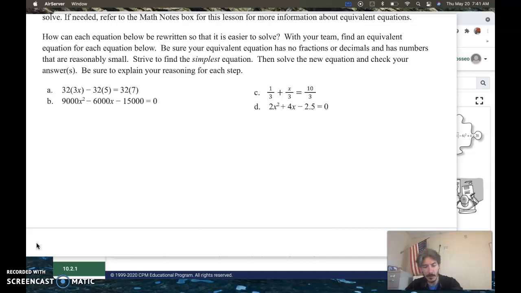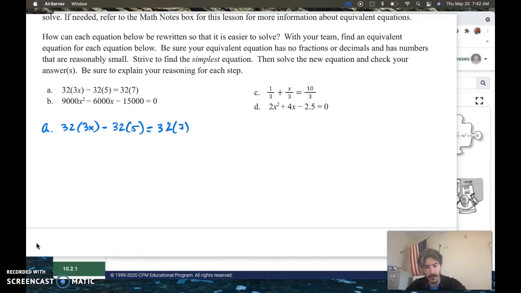I suppose we do these in different colors. All right, look at all these problems here. I got, for example, problem A, and what I notice here is that every single term has a 32 that's being multiplied by it. So it's like this: 32 times 3x minus 32 times 5. And that's equal to 32 times 7.